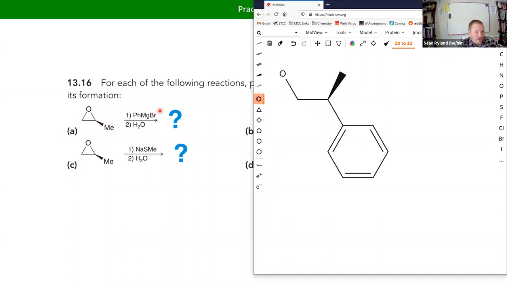Then you wind up with the methyl group and the hydrogen that's not drawn, which is hard to get MolView to do properly, wind up being pushed upward, and because your phenyl Grignard reagent is coming in and attaching, it attaches opposite of your oxygen.